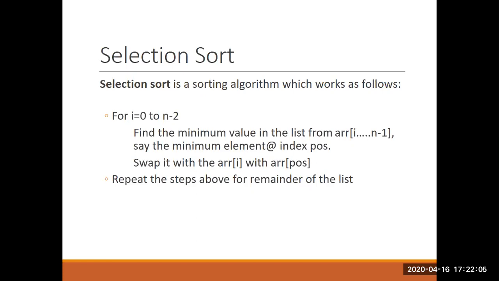Look, the things that I have just discussed, it is written in the form of an algorithm. For I equal to 0 to n minus 2, find the minimum value in the list from ARR I to n minus 1. Say the minimum element is at index pos. Swap ARR I with ARR pos. And repeat the steps above for the remainder of the list. So this is the brief formation of this algorithm.